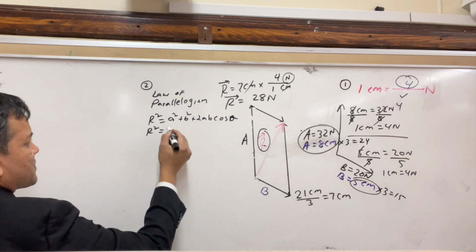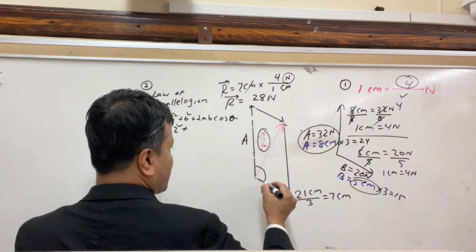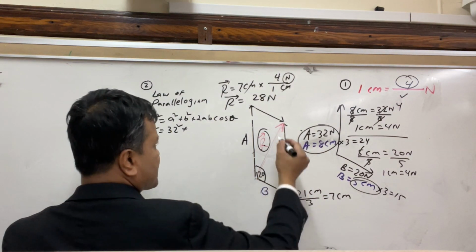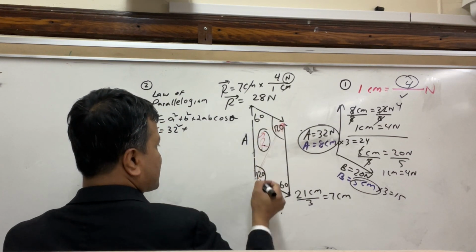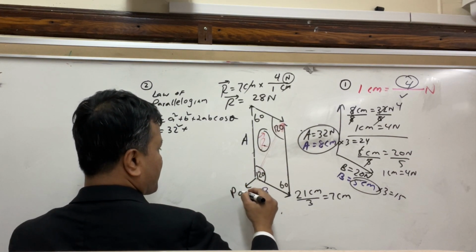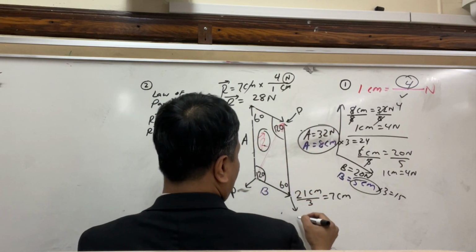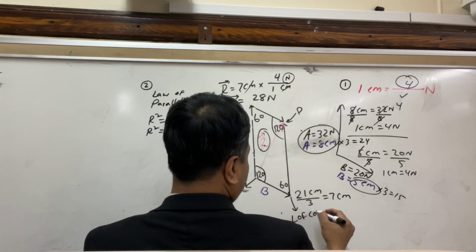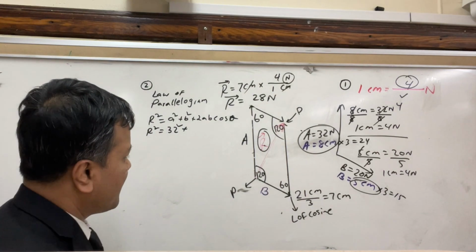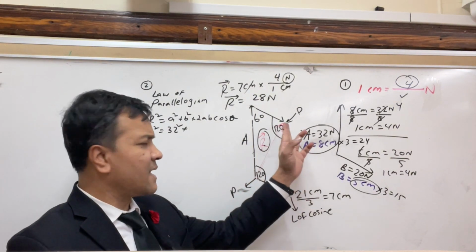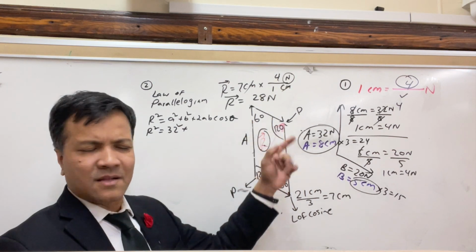So R squared is equal to 32 squared plus, always remember this angle which is given, 120. This is also 120. This is 60. This is 60. This is always parallelogram. This is always law of cosine. So what do we learn? Tail and tail is parallelogram, head and head is parallelogram, head and tail is law of cosine, and head and tail is law of cosine.